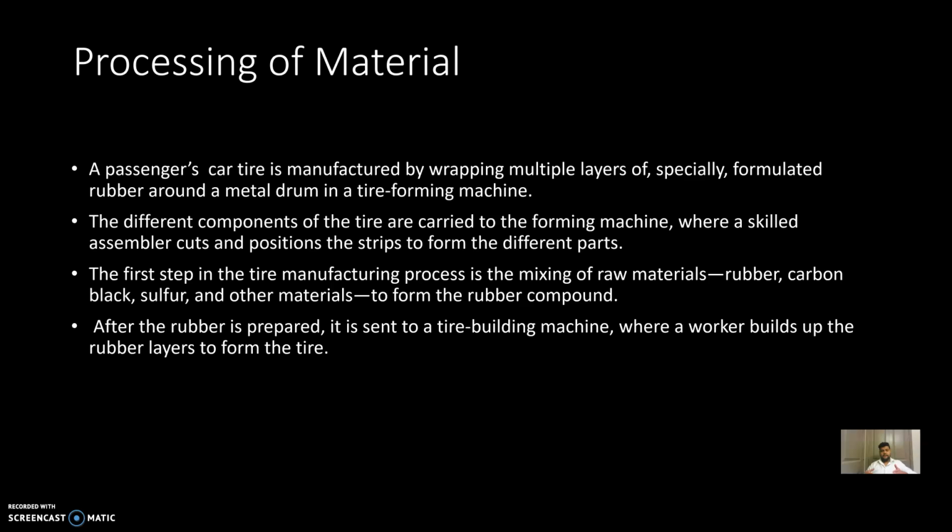in the tire manufacturing process is mixing the raw materials. These raw materials are rubber, carbon black, sulfur, and some other materials. There are way too many of them to form this rubber compound. After the rubber is prepared, it is sent to the tire building machine, where a worker builds up the rubber layers to form the tire.